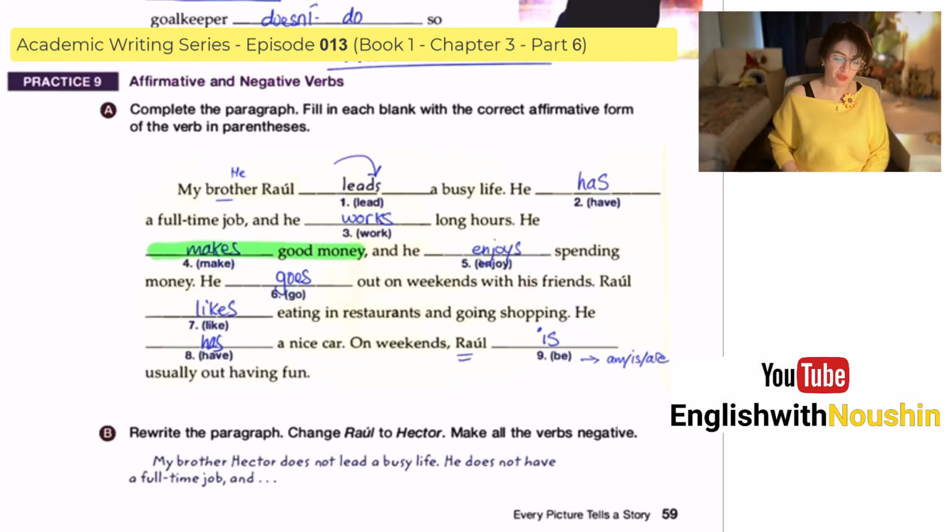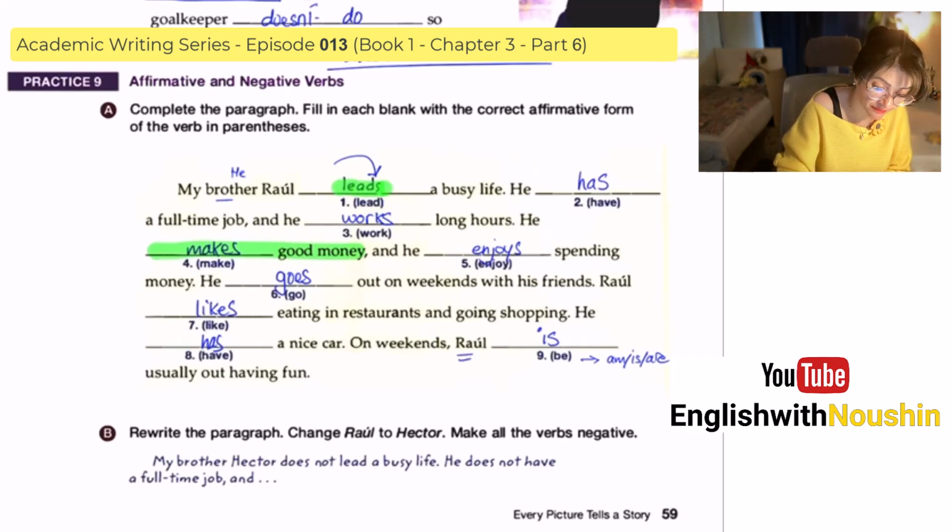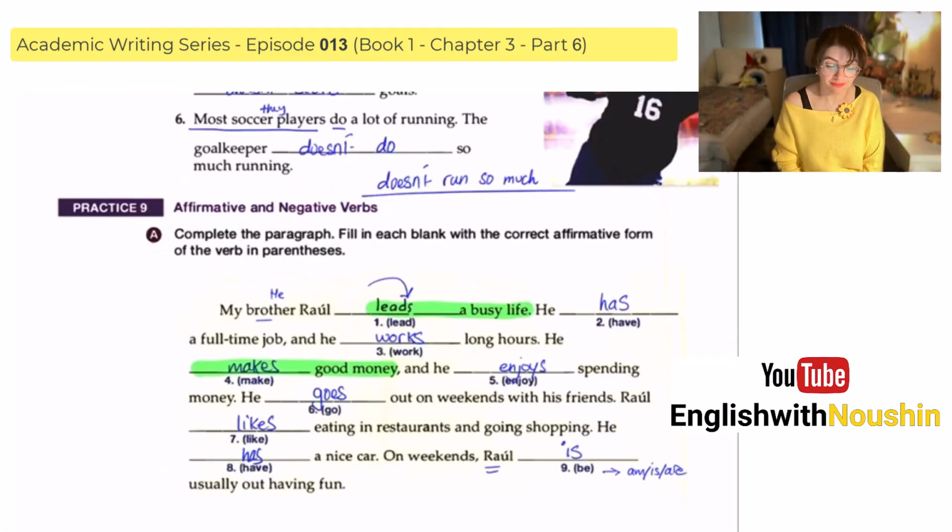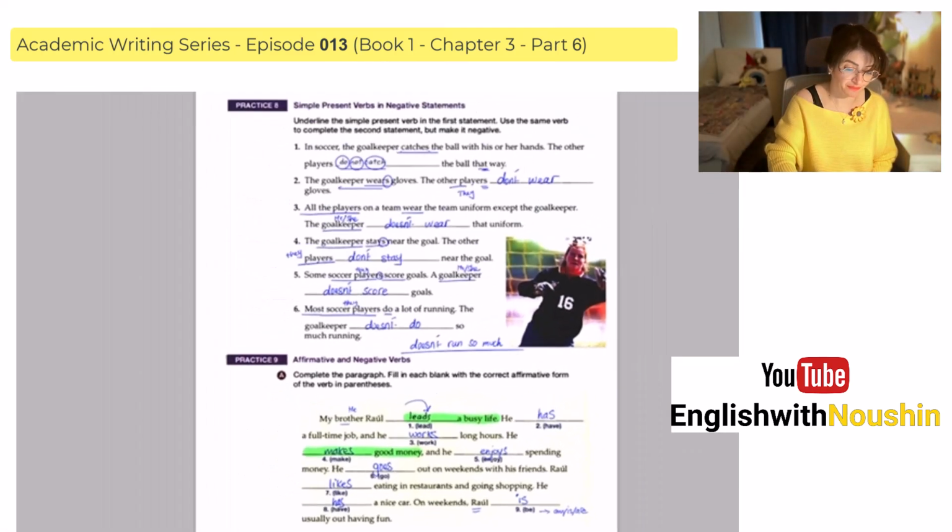Quite easy, huh? Okay. So, now what I want you to do is to rewrite the same paragraph, but change Raoul to Hector, another person, and then make all the verbs negative. So for example, my brother Raoul leads a busy life. It's like I have another brother, my brother Hector, or my other brother Hector doesn't lead a busy life. He's just lazying around. Lead a busy life is also a good expression. So do that. Put them in the comments.